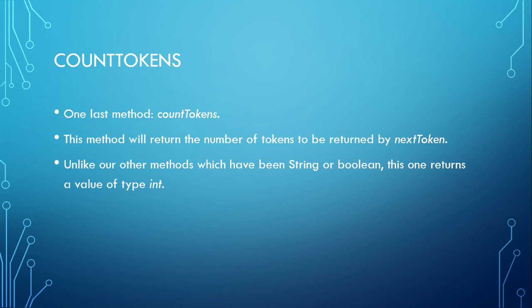Unlike our other methods, which have been either a string type or a Boolean type, this one's going to actually return a value of int because it's returning a numeric value. Makes sense. But that concludes our notes, folks. And that's the end of this.